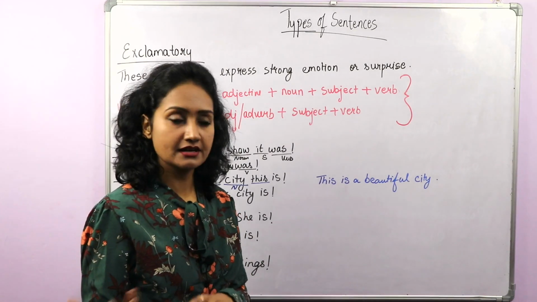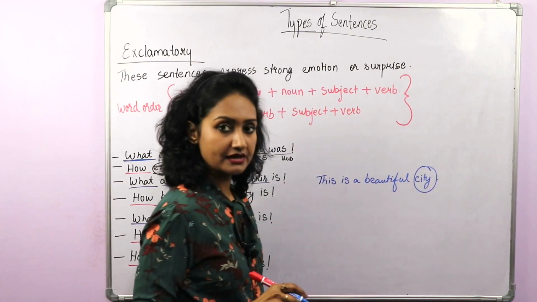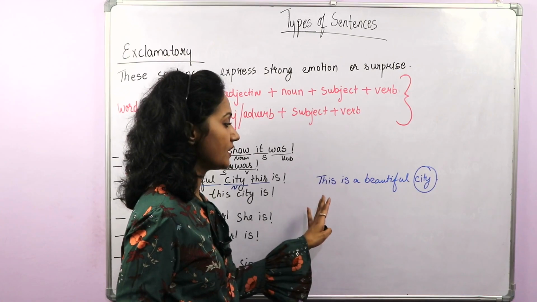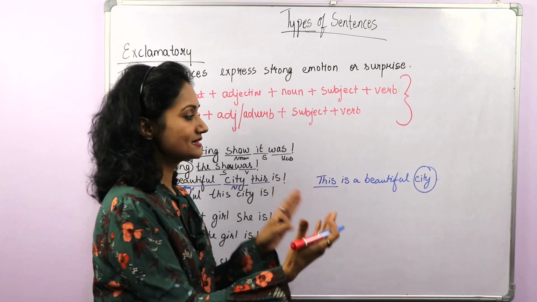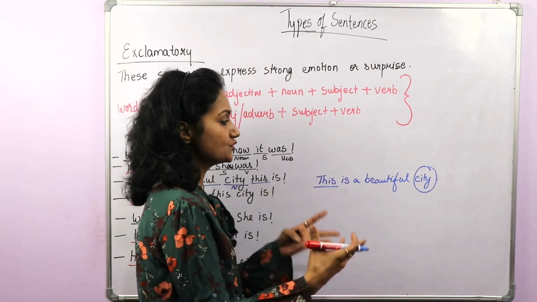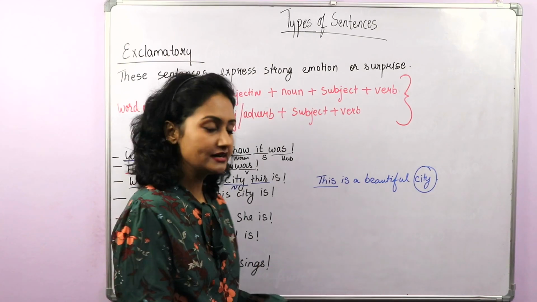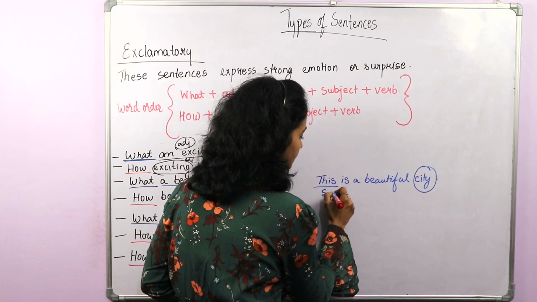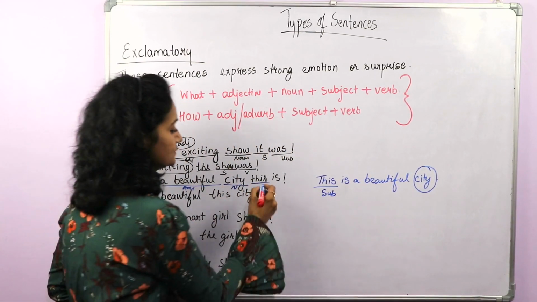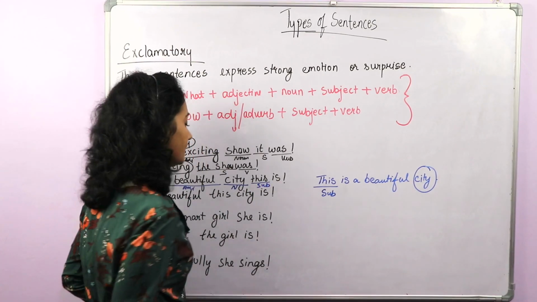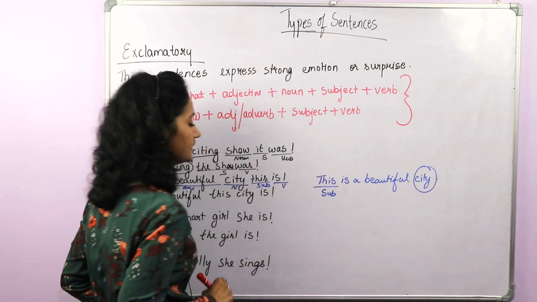So here in these kind of sentences, I have explained it in my other video, okay, but still I am giving you an idea again. Here don't think that city is the subject, okay. We are talking about this. Okay, so this refers to the city. This is a beautiful city. So we are not talking about city, we are talking about this. All right, so this is the subject here. Okay, so subject, and then in the end we have the verb.